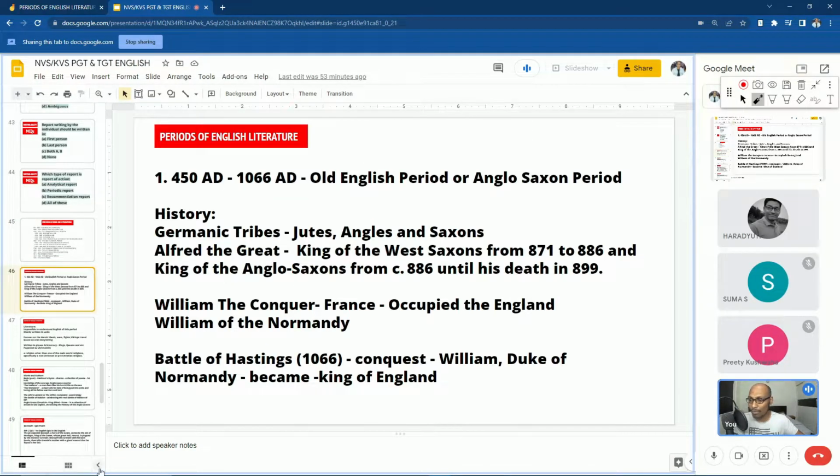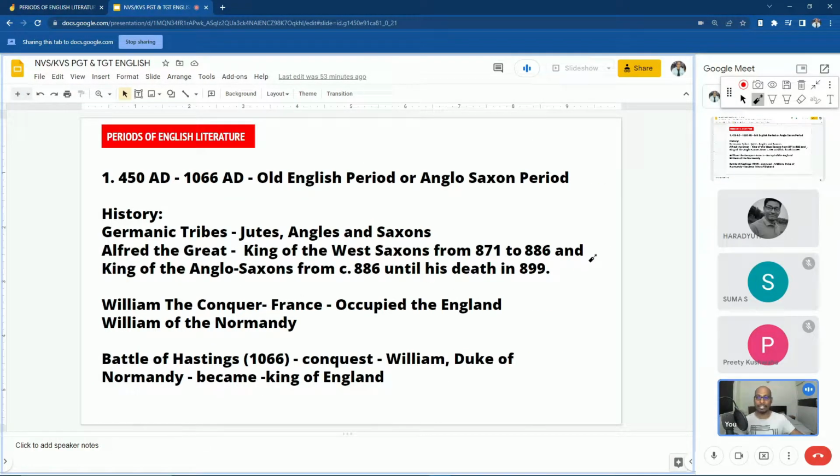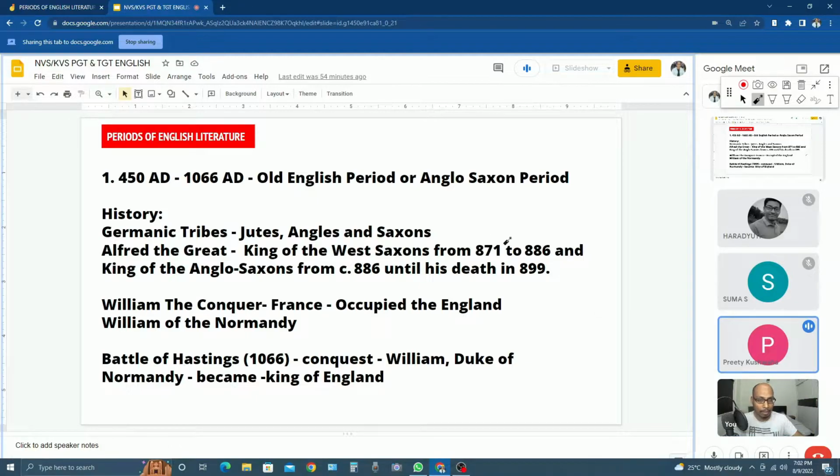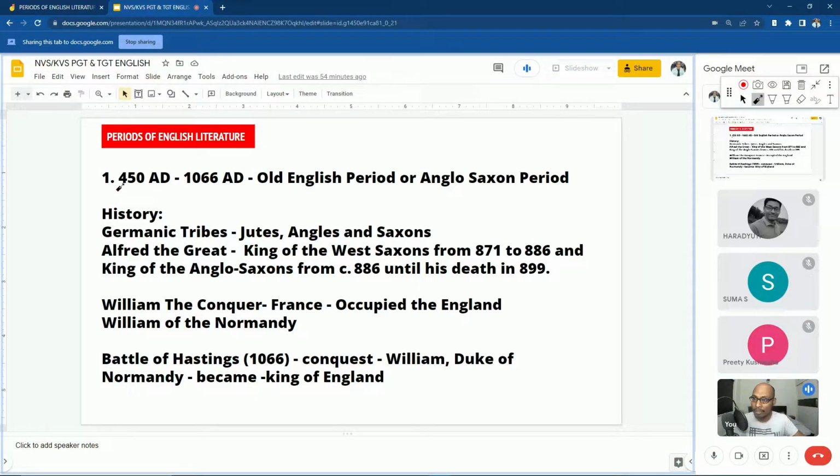Now we are going to discuss the periods of English literature, and the first one is Old English period, and it is also known as Anglo-Saxon period. What it is known as, Preeti? Old English period? Anglo-Saxon period. Right. So from 450 AD to 1066 AD, whatever literature comes, written in this age, in between 450 to 1066 AD, that is known as Old English period, and it is also known as Anglo-Saxon period.